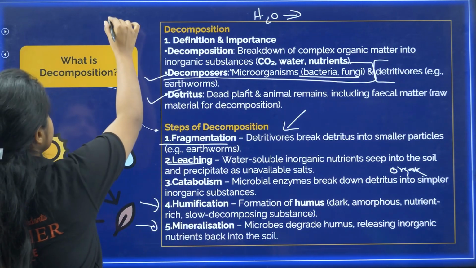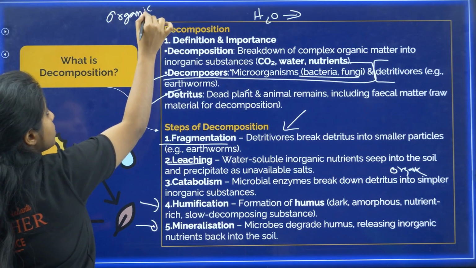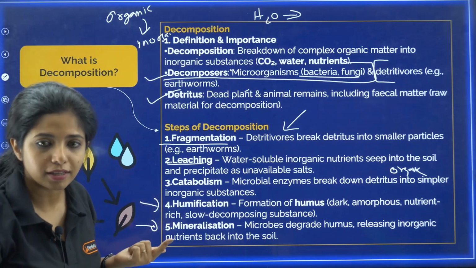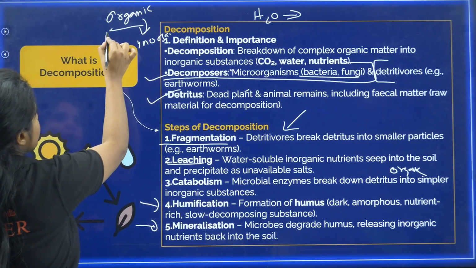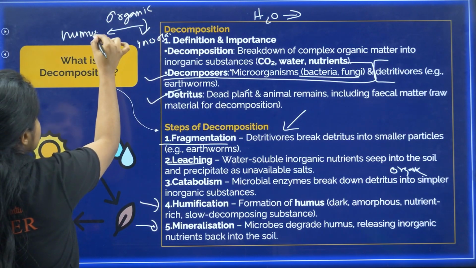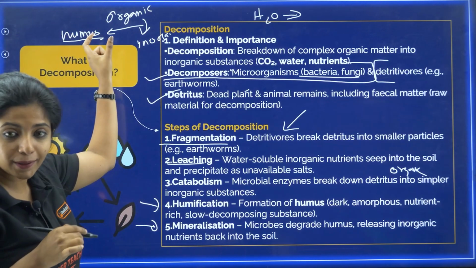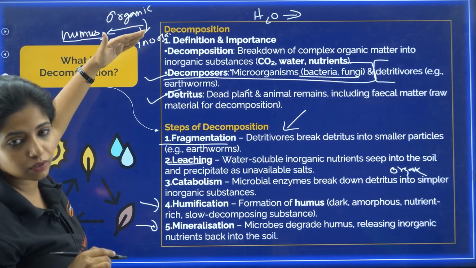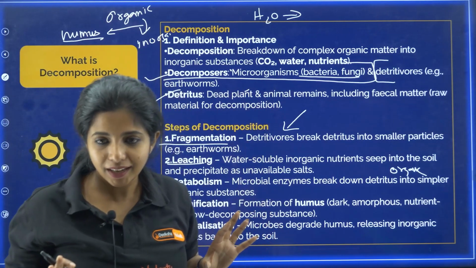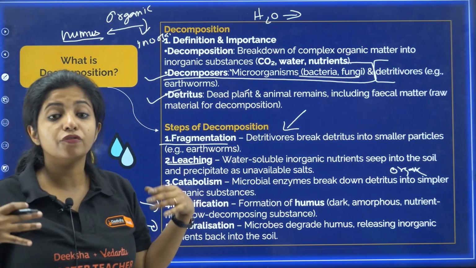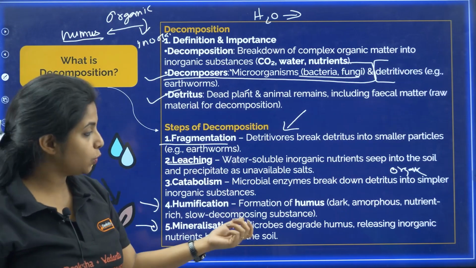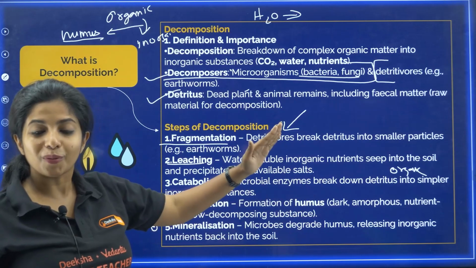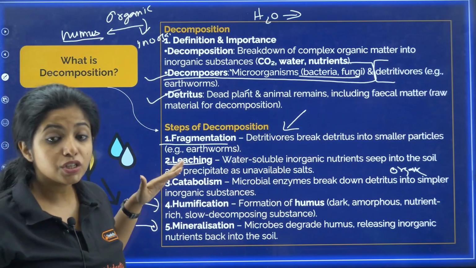When I am saying the organic matter is broken down to inorganic things, it's not a one-day process. It does not happen so fast. They reach a stage in between which is known as humus. Humus is rich in organic matter, and if it breaks down a bit more, it will give rise to inorganic substances. So the formation of humus is known as humification. And humus is the dark, amorphous, nutrient-rich, slow decomposing substance that we have. So that is humification.